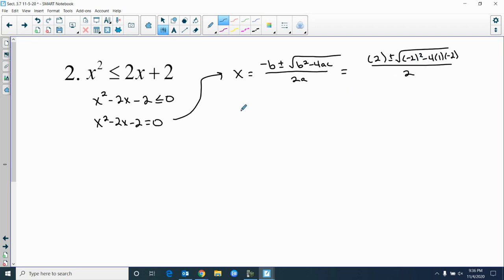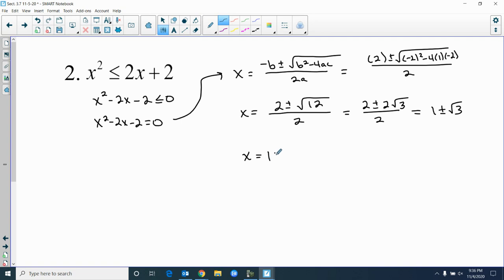All right, simplify this. 2 plus or minus the square root of... negative 2 squared is 4. A negative times a negative is a positive, so we get 4 plus 8, which is 12, divided by the 2. The square root of 12 reduces to 2 square root of 3. And then when we're done, 2 divides into both of those. We get 1 plus or minus the square root of 3. All right, so those are your zeros: 1 plus square root of 3, 1 minus square root of 3.